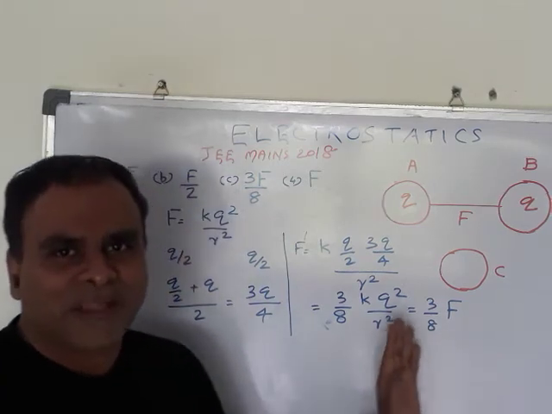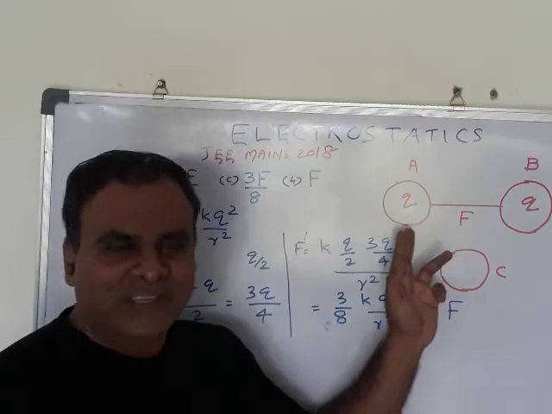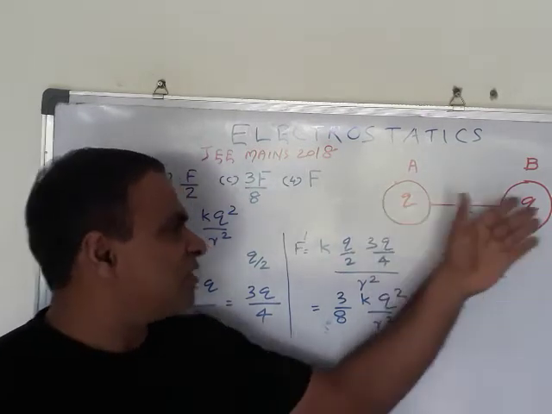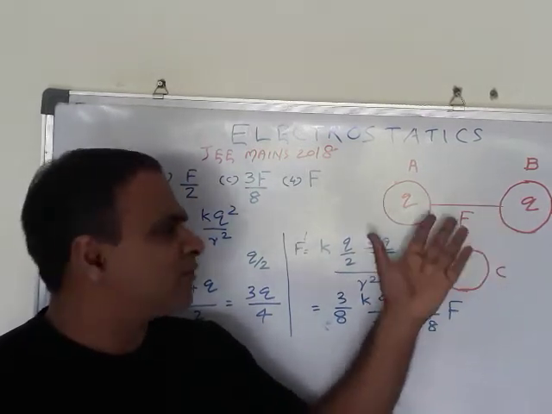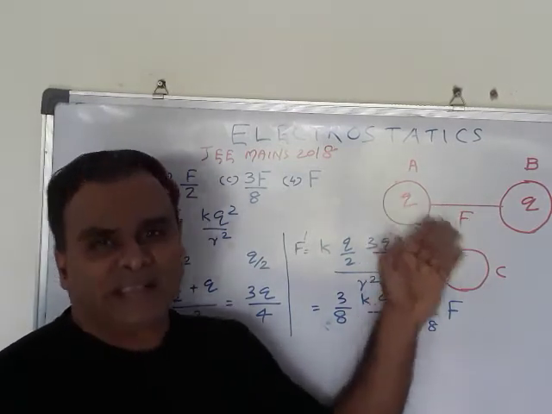So what is the process we are doing? First I am explaining the question once again. We have two spheres A and B. The charge on each sphere is Q. Their separation is very much higher than their diameters. The force between them is F.